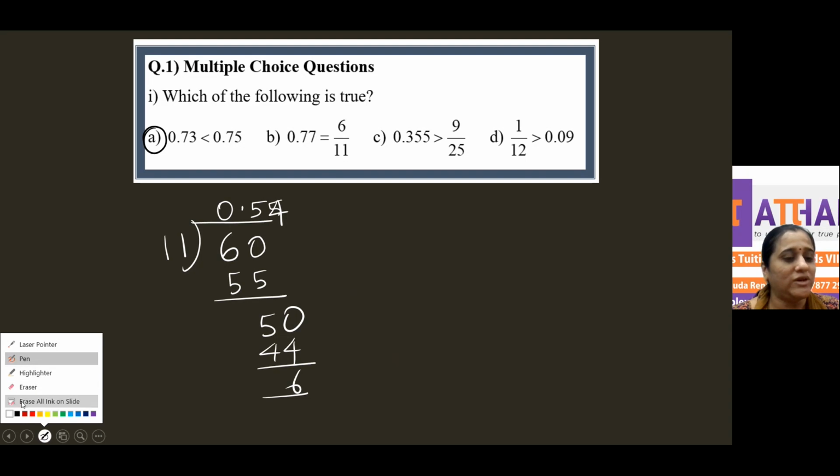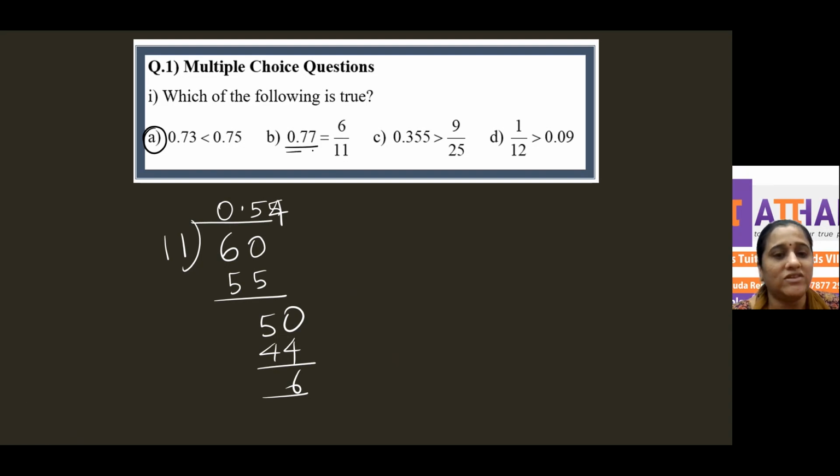Because this one has only 2 digits, 0.77. So what is 6 by 11? This is 0.54. 6 by 11 is 0.54. Now, actually, the division has not come to an end. But why did we stop the division? Because we just need 2 digits after the decimal point.